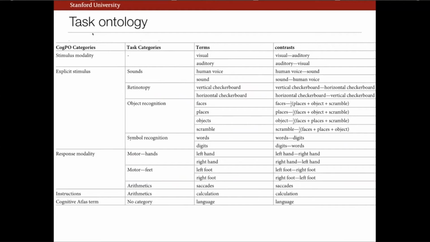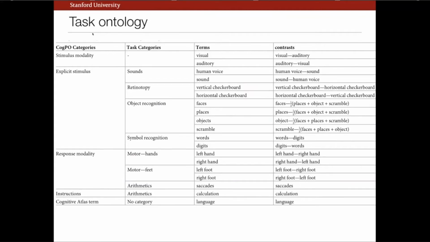So this is what the ontology looks like for the study that we did, and you can see it's relatively task driven. It's not really getting at deep cognitive functions, except in a few cases like language or calculation. For the most part, it's details. It's categories that come more from an ontology, this CogPO ontology, which was really meant to describe features of a task, like does it involve human voices, or does it involve vertical checkerboards, and so on.